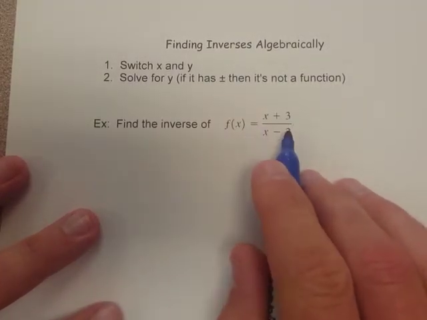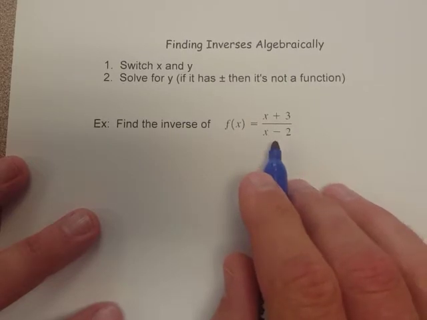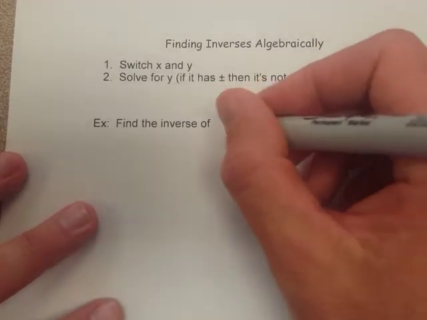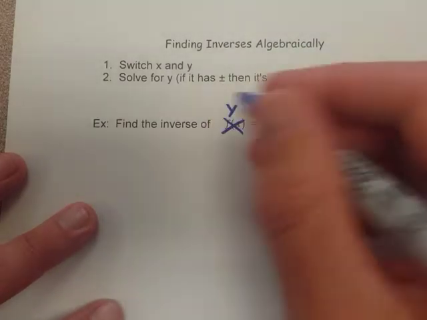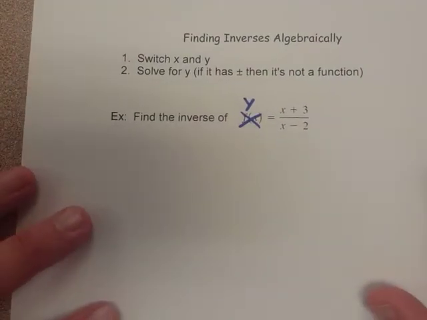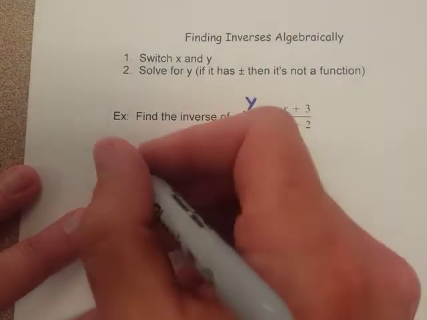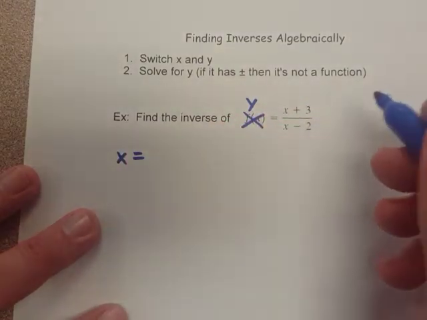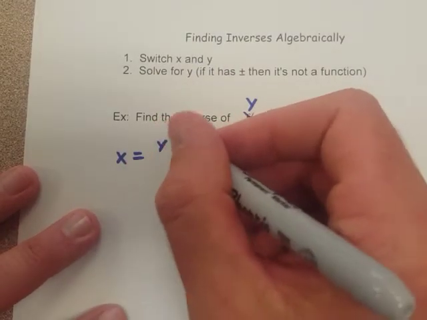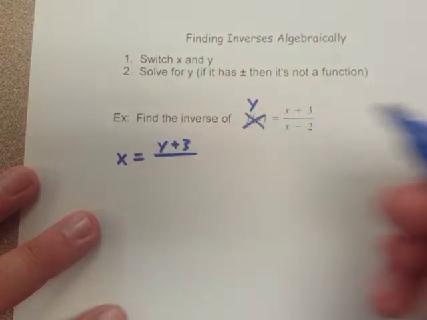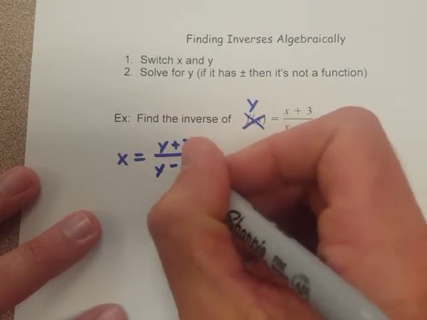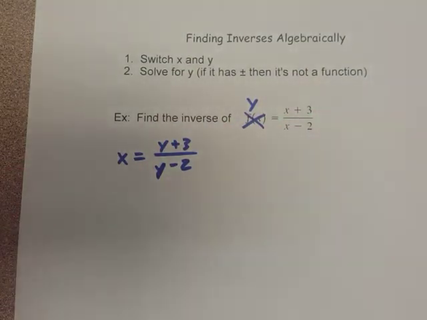So let's take a look at this one. f of x equals x plus 3 over x minus 2. Now remember that f of x is the same thing as y, so that's how we'll be able to flip the x's and y's. That means that I'll change the y into an x and I'll change the x's into y's. So y plus 3 over y minus 2. So that's step one done. We've switched x and y.